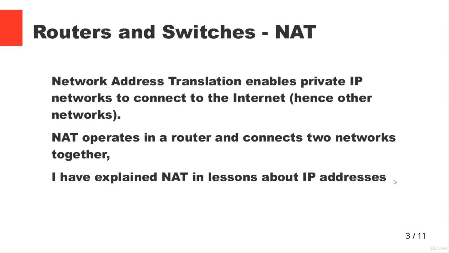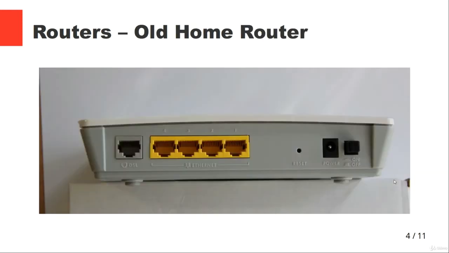And now network address translation enables private IP networks to connect to the internet, hence other networks. NAT operates in a router and connects two networks together. I have explained NAT in a lesson about IP addresses. That's an example of some old home router. You have a DSL connection which connects you to the internet, and you have Ethernet connections, which is a switch.